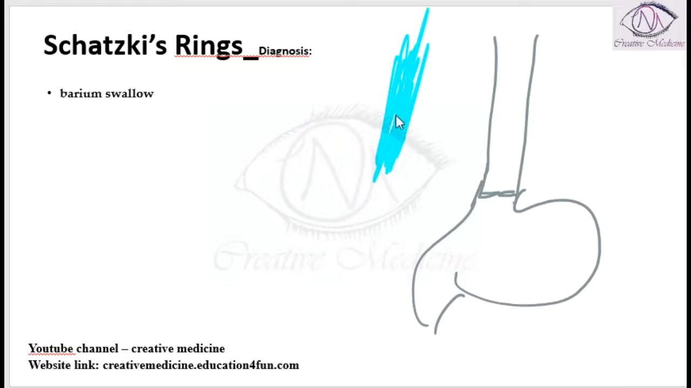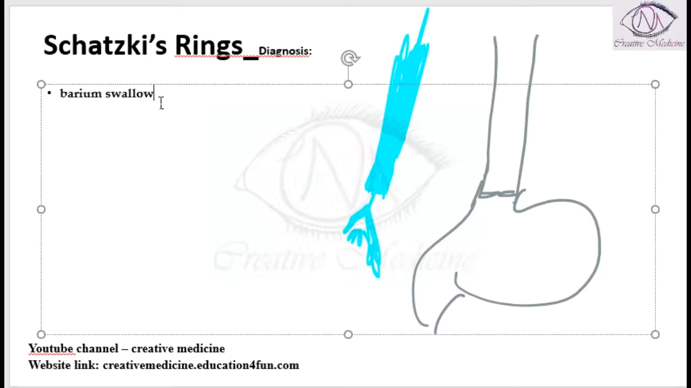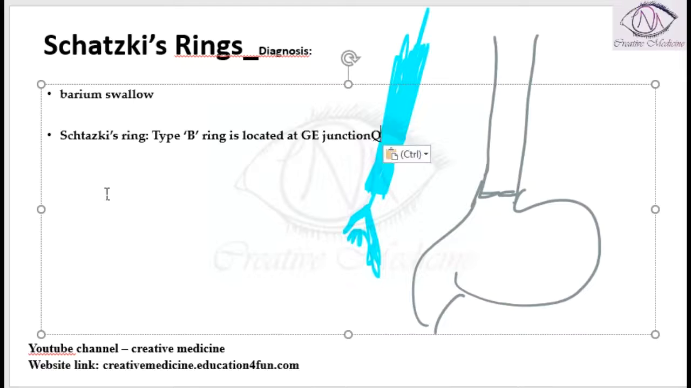So there is full filling of the esophagus, and there is narrow filling seen through the ring, and again the gastric filling is also normal. So here you will see a ring-like structure. You cannot see the ring-like structure directly, but there is narrowing seen in the barium swallow. Now, Schatzki's ring is a type B ring which is present at the gastroesophageal junction.